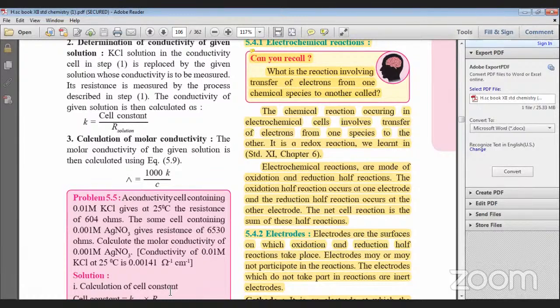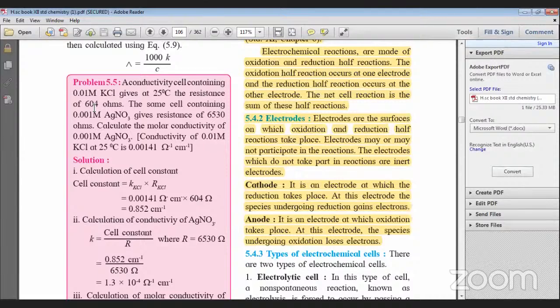Okay, student, let's see one problem so you'll understand. A conductivity cell containing 0.01 molar KCl gives at 25 degrees centigrade the resistance of 604 ohm. So here the concentration of KCl solution is given, it is 0.01 molar. Temperature is room temperature, around 25 degrees centigrade. And the conductivity is 0.0014 siemens per centimetre. So this is the value of small k given.